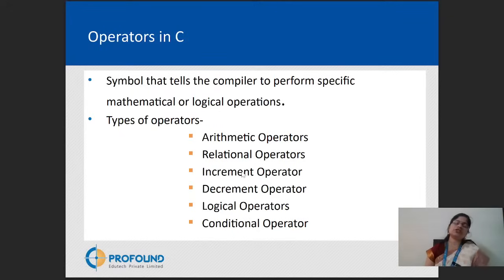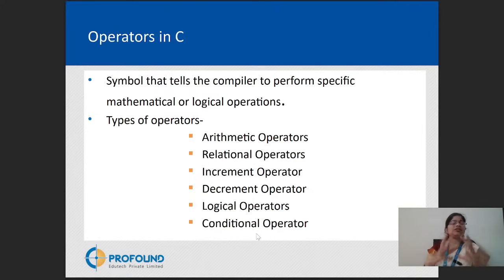Arithmetic operations means you can perform addition, multiplication, subtraction. Relational operator means less than, greater than, equal to; you can check the relation between two operands. Increment operator means plus plus, decrement means minus minus. Logical operators include AND and NOT. The conditional operator, known as the ternary operator: the condition is checked, and if it is true, the first result will be printed, else the second result will be printed.